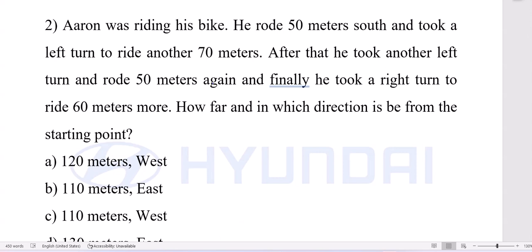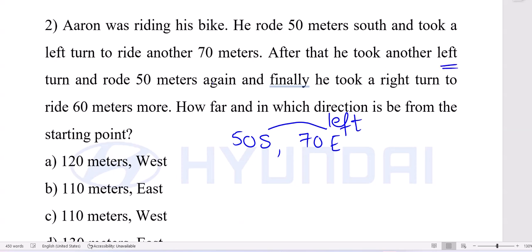So you started 50 meters south. From south, left direction means we have to go anti-clockwise. East will come. 70 east. From south, how do you take east? Left side. As they mentioned left, we have to go anti-clockwise. East will come. East left side is north. For east, right side is south. Left side is north. Right means we have to go clockwise. Left means anti-clockwise. Okay, so 70 east.